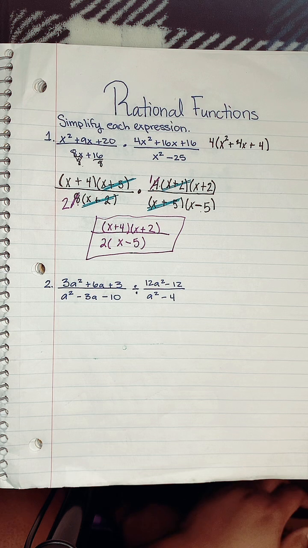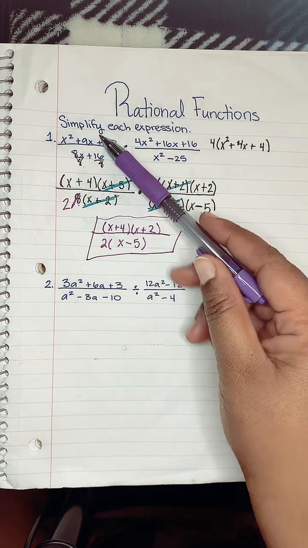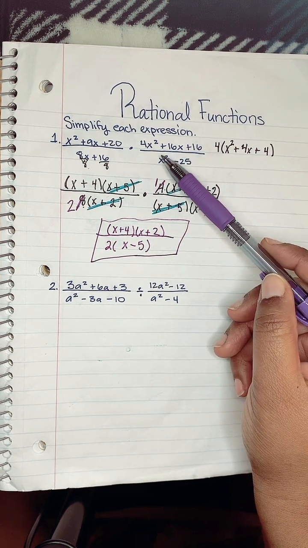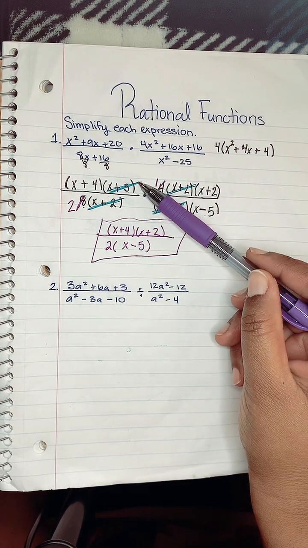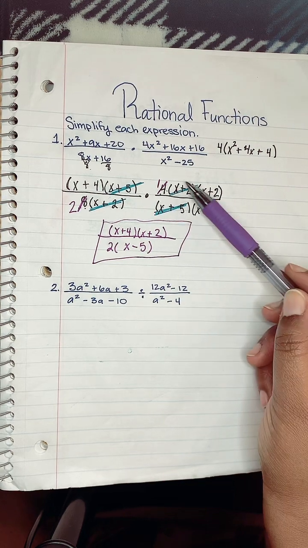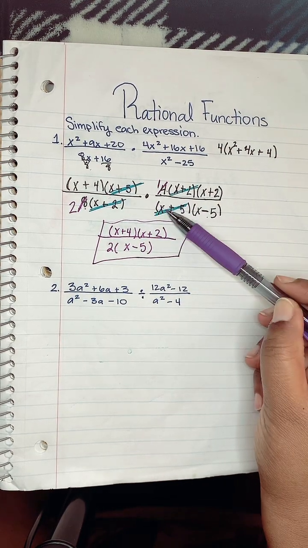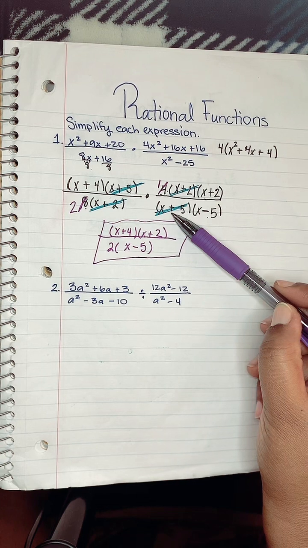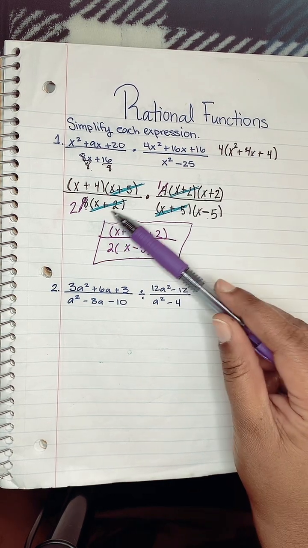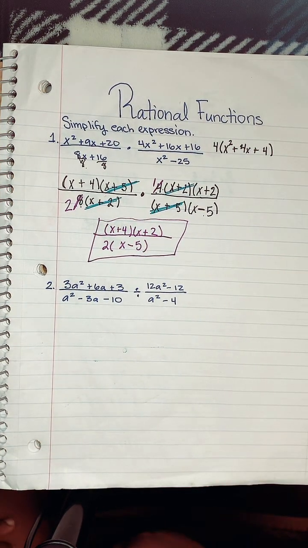Any questions? Wait, why are we crossing them out? We're crossing them out because we're trying to simplify the expression. And so we're simplifying what they have in common. So we're crossing out because x plus 5 divided by x plus 5 goes to a 1. And x plus 2 divided by x plus 2 goes to a 1. So we're simplifying. We're taking out what they have in common.